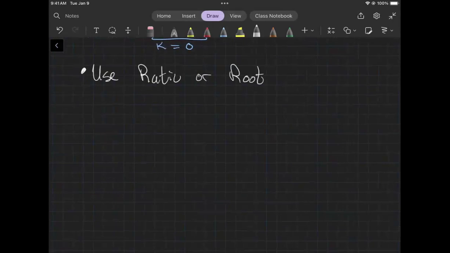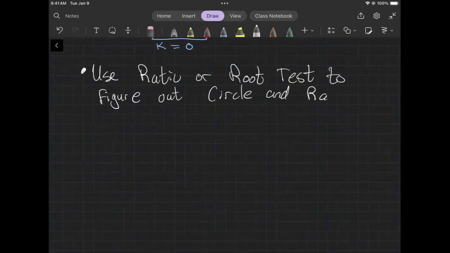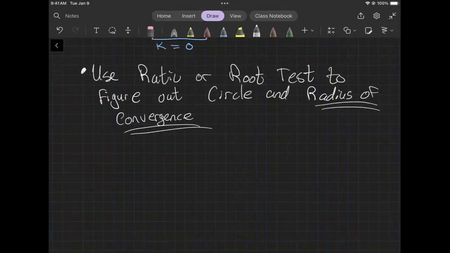from the last video to figure out the circle and radius of convergence. Well, not so much the circle of convergence, but most importantly the radius of convergence, right? And then we'll go over this in the next video.